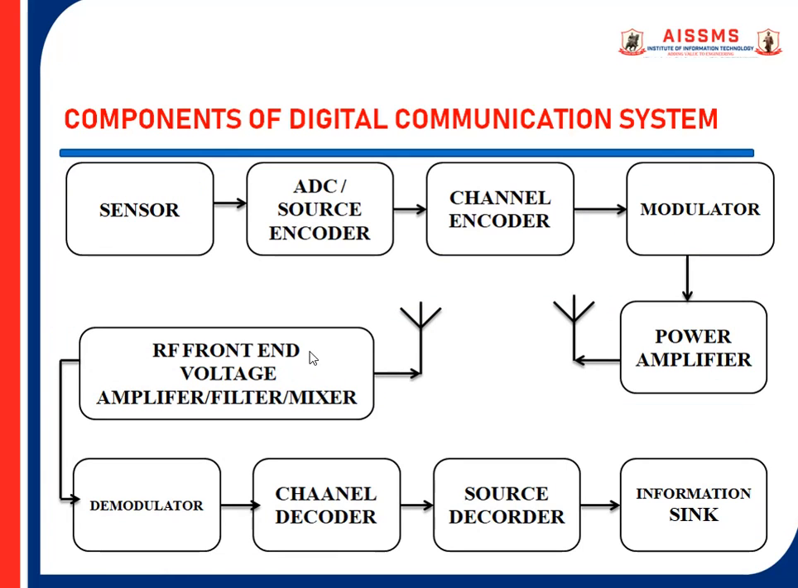Components of a digital communication system are sensor, source encoder, channel encoder, modulator, power amplifier, RF front end, voltage amplifier, filter, mixer, demodulator, channel decoder, source decoder and information sink.